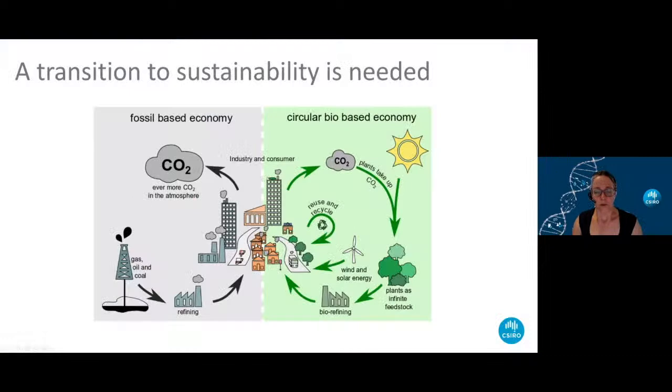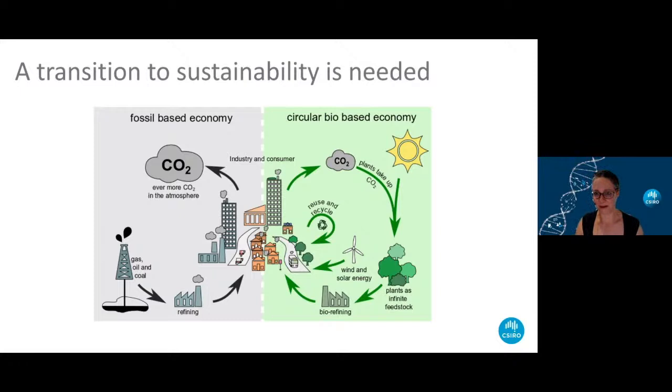So really the focus of this work is to recognise that we need to shift from a fossil-based economy, which is unsustainable, to a circular bio-based economy. And I'm not really going to spend much time talking through that because I don't think it's something that's up for debate at the moment.